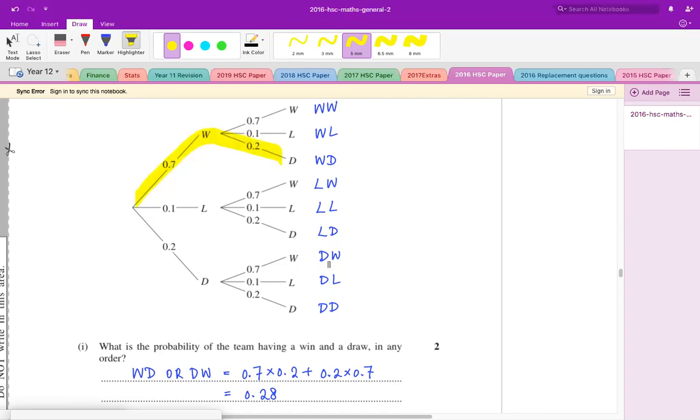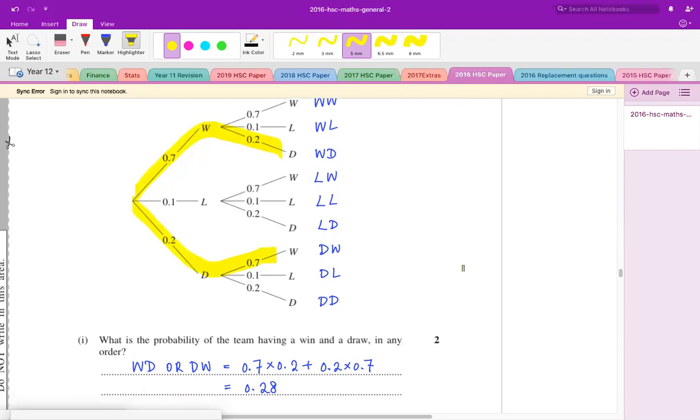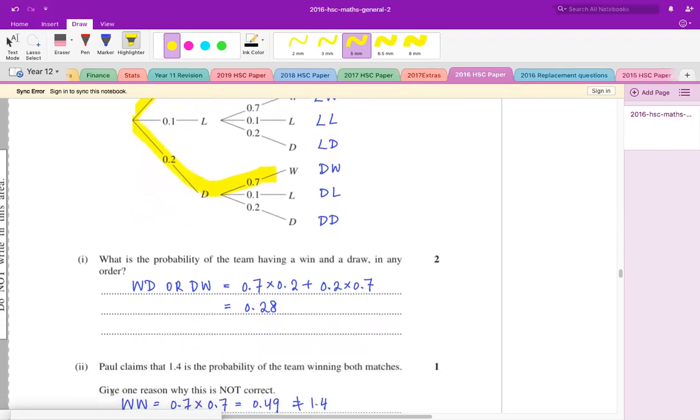For the same reason, if you had a draw at the start and win after, you do 0.2 first. And then because my destination is DW, I'm taking this exit. Oh, okay. Make sense? Yeah. And then you add them up. Yeah. All right, question 2.